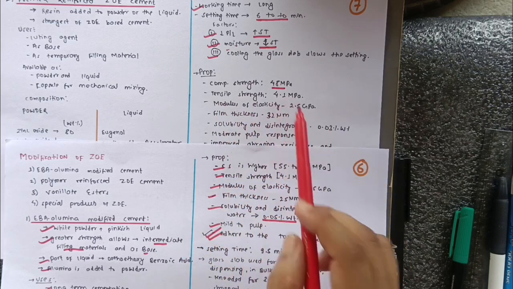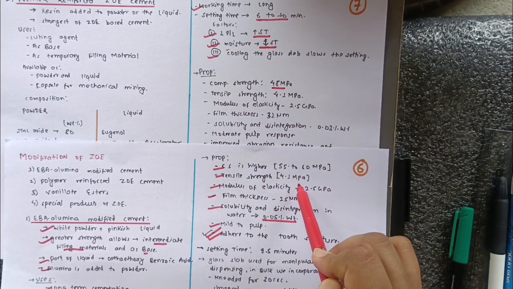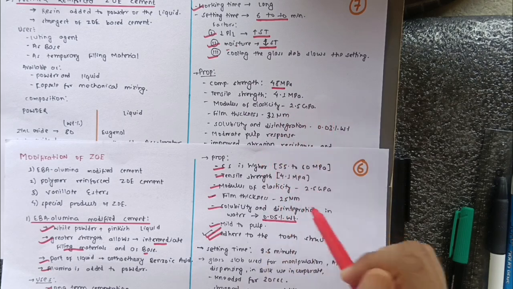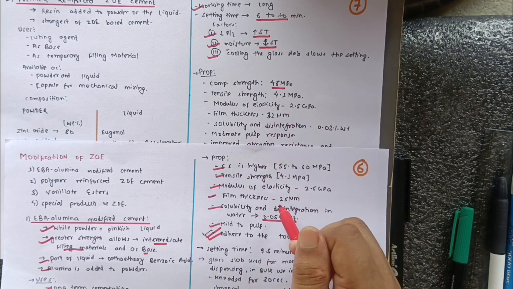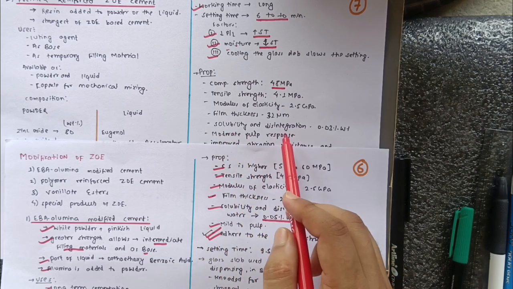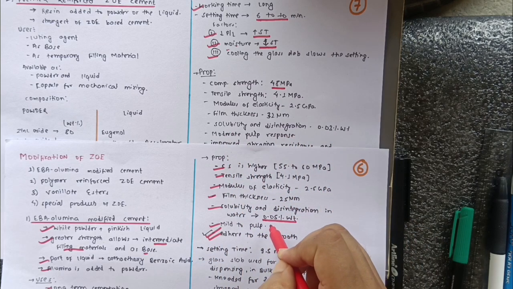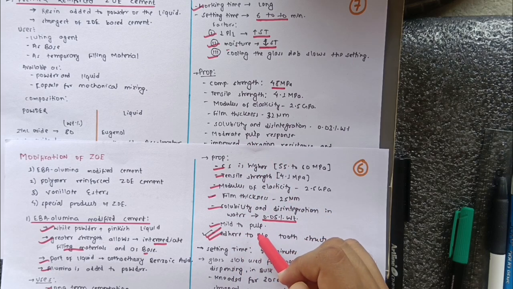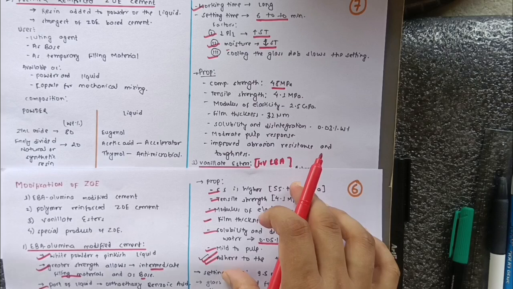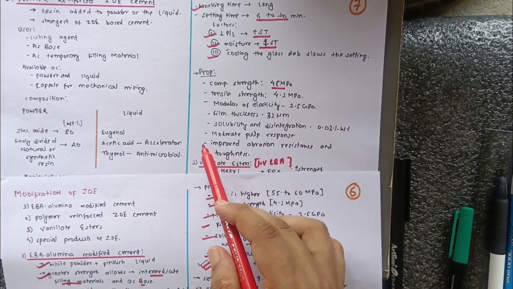Similarly, the tensile strength is 4.1 MPa, and it is also 4.1 MPa here. Similarly, 2.5 GPa is here, and here it is also 2.5 GPa. Film thickness is 32 micrometer, here it is 25 micrometer. Solubility and disintegration is 0.03%, here it is 0.05%. Here it is a moderate pulp response, here a mild pulp response. Also improved abrasion resistance and toughness are present there.